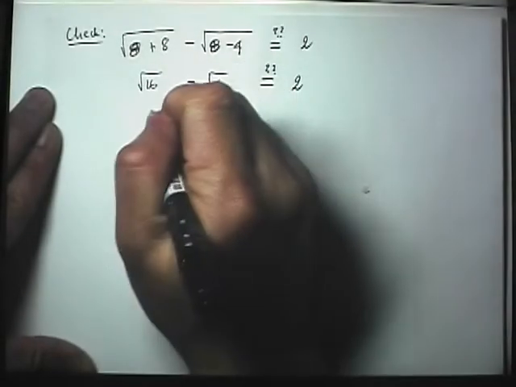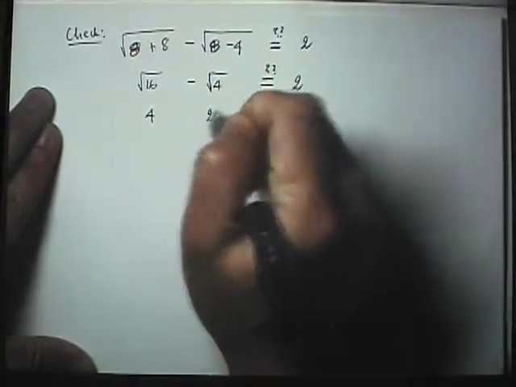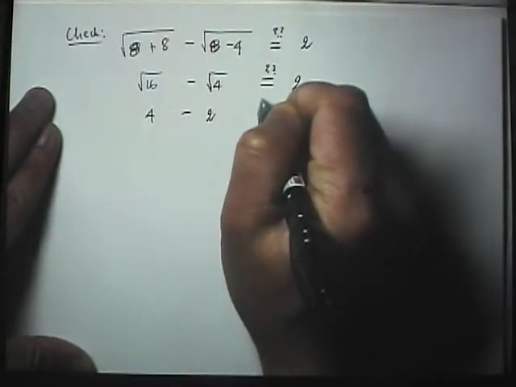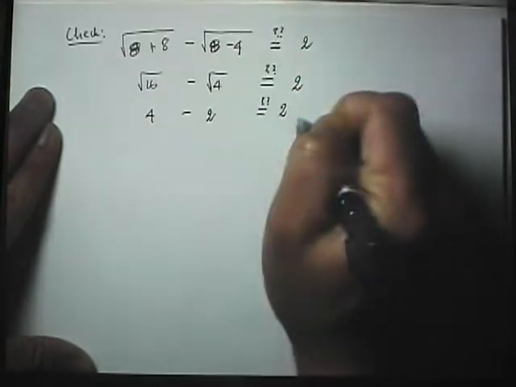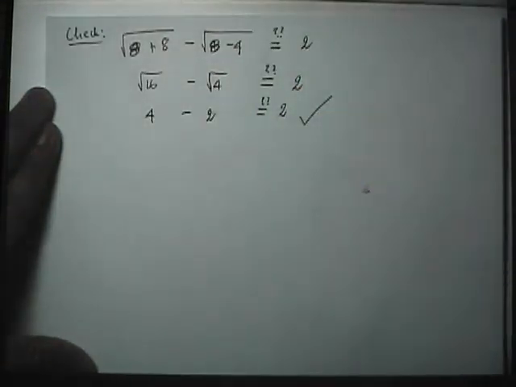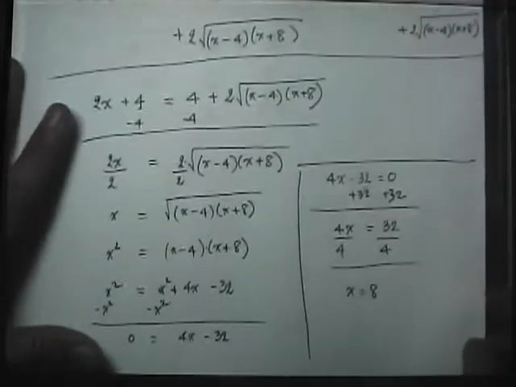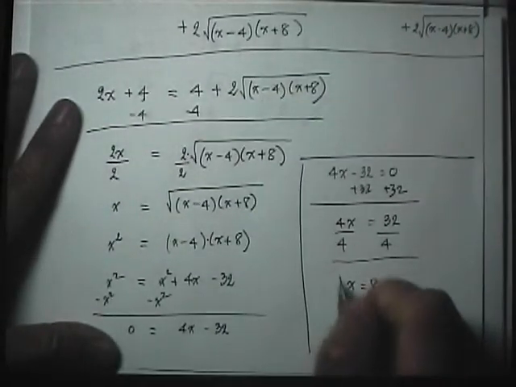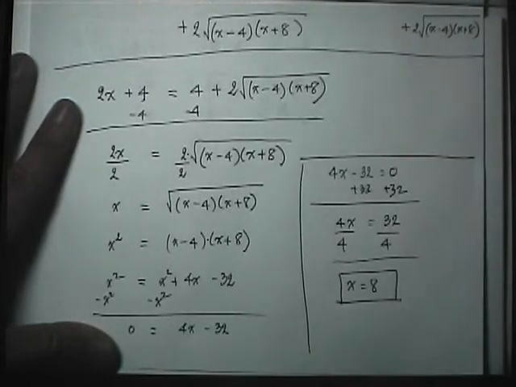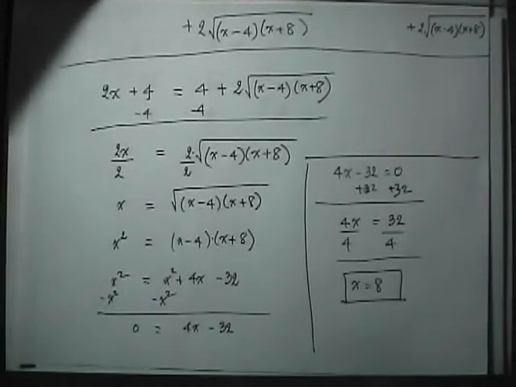Square root of 16 is a 4. Square root of 4 is a 2. 4 minus 2, does that equal 2? Yes, the answer is yes. So now, really, if you go back to your other page where you found your only solution, yes, x equals 8. And that's how you finalize your answer.